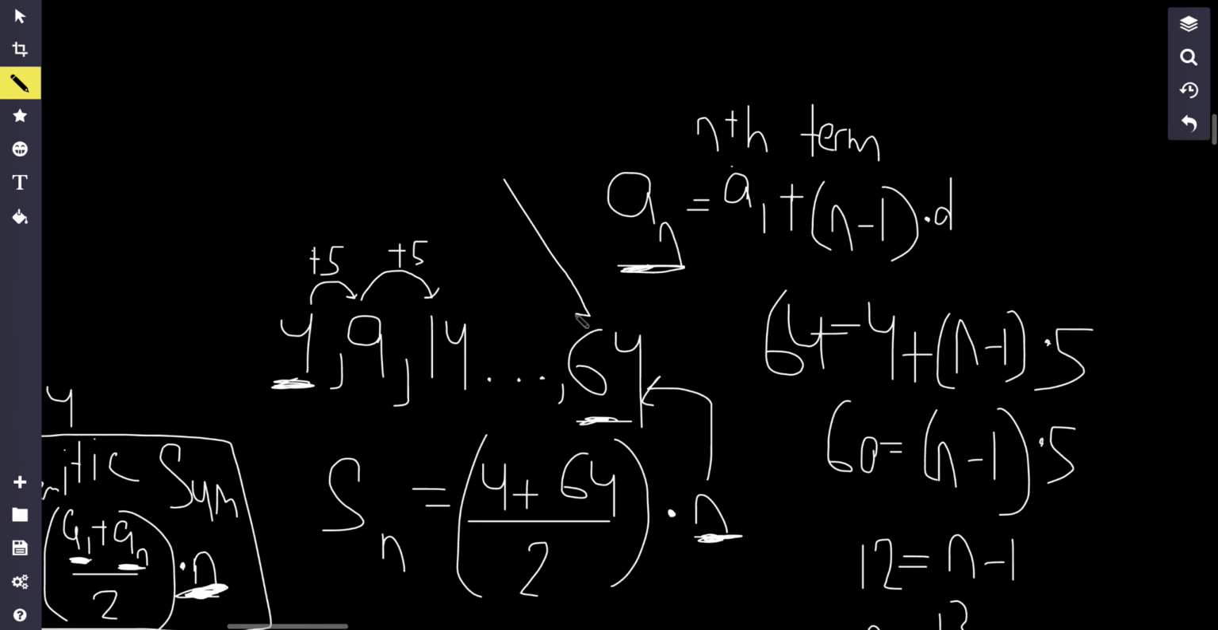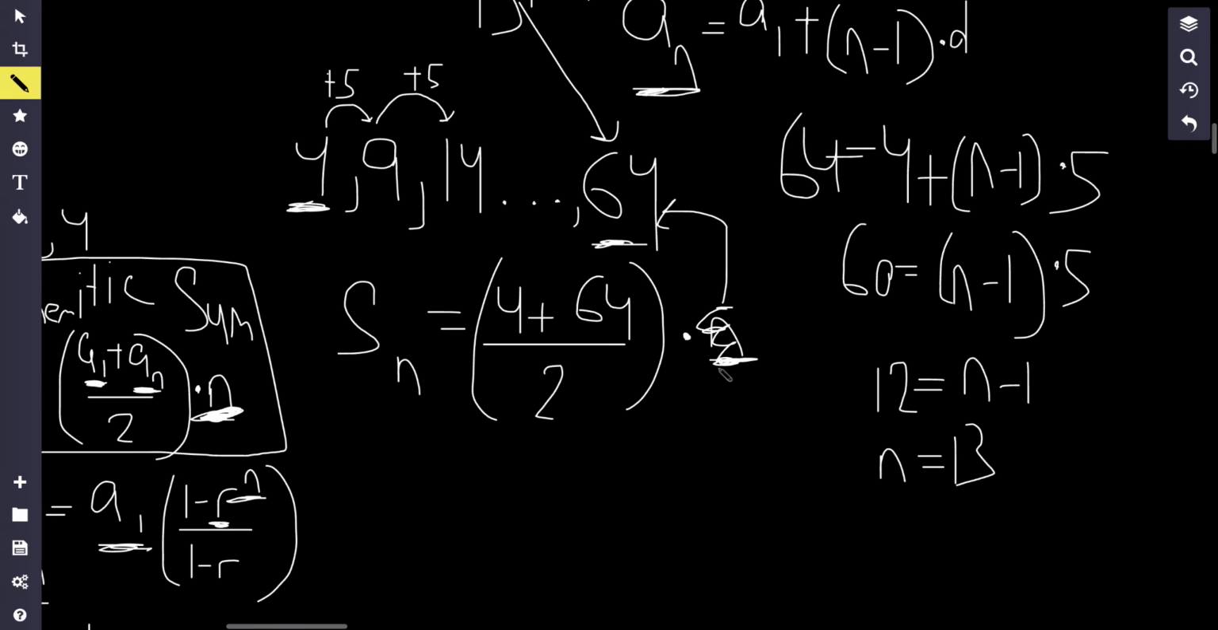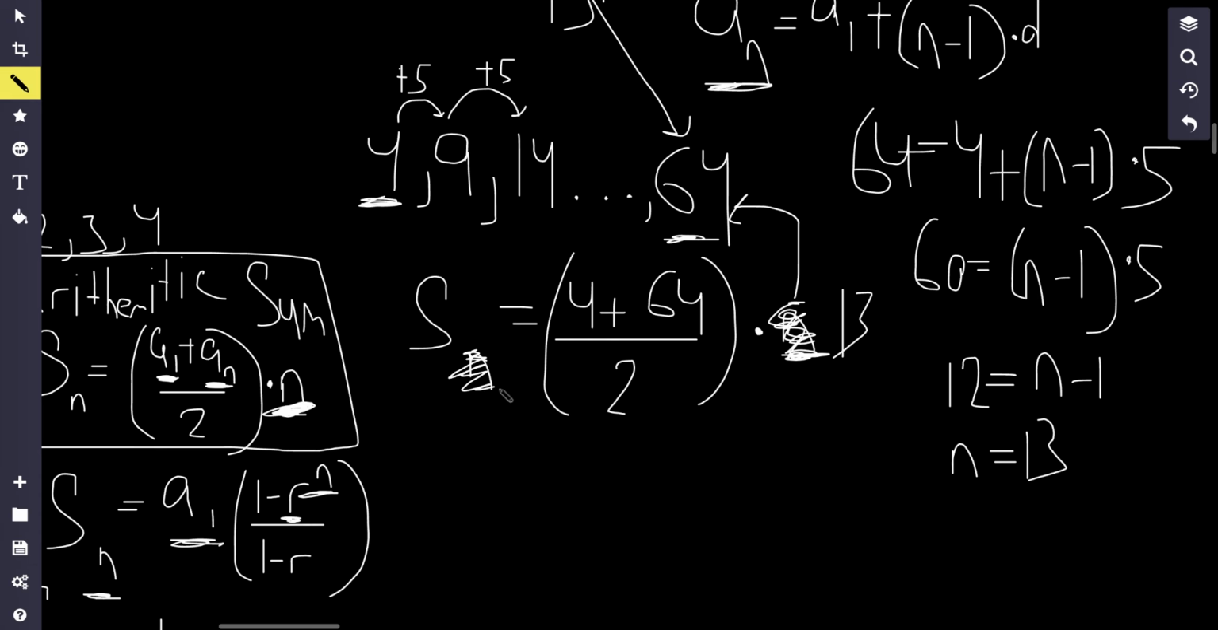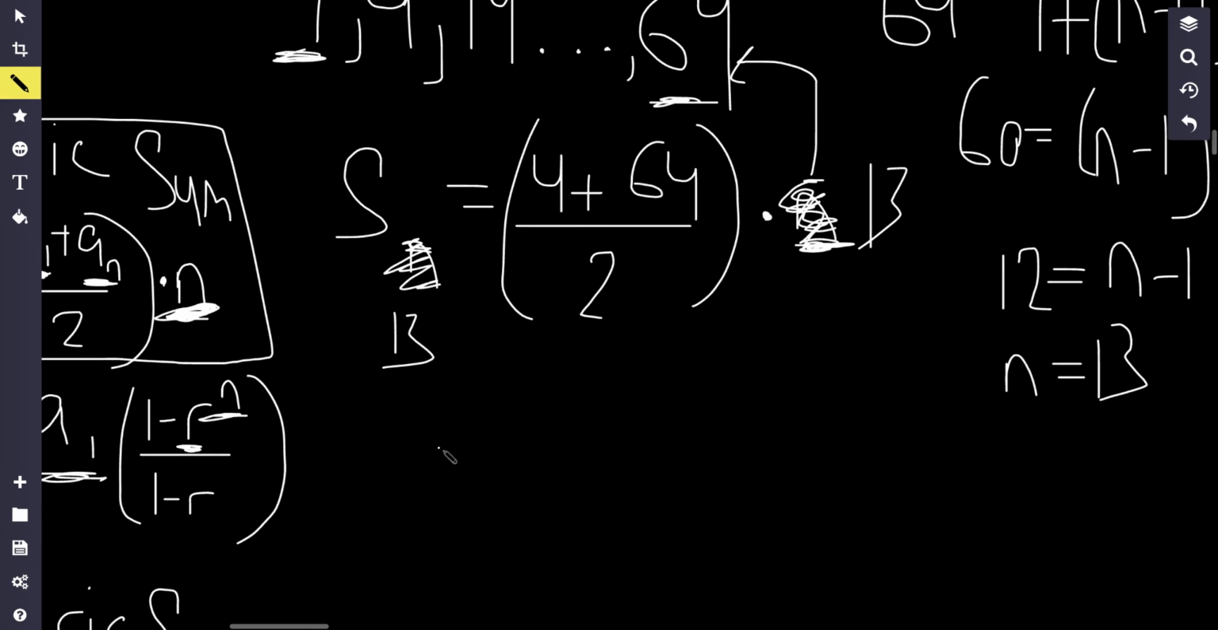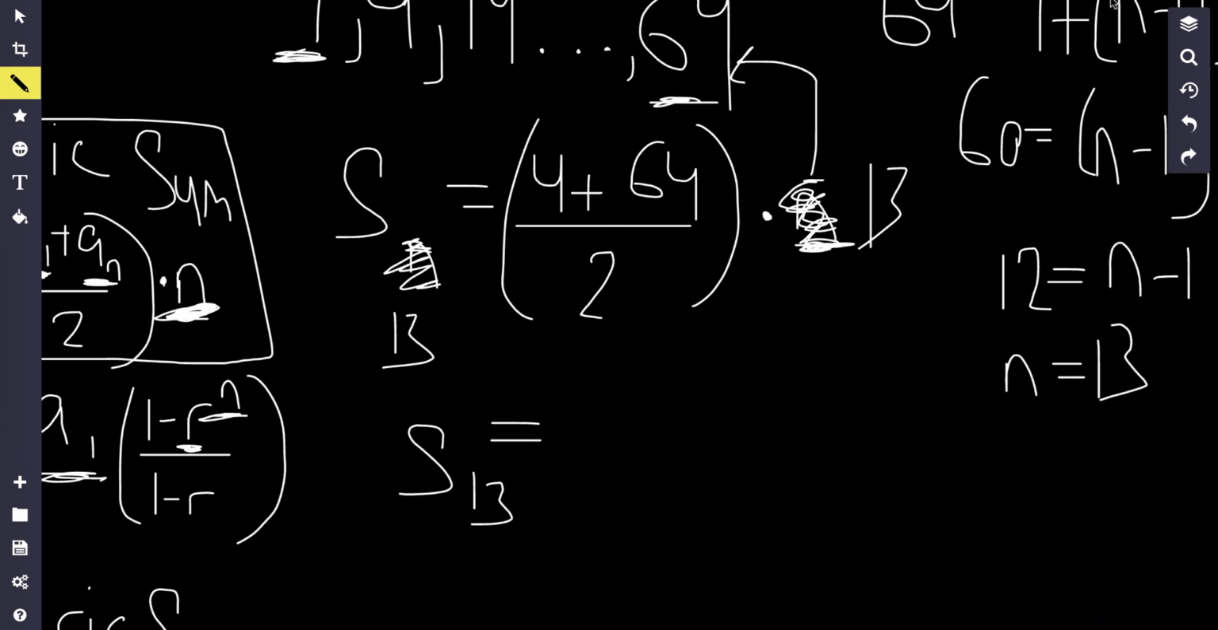All this is saying is that this is the 13th term. So that means my n value right over here is 13, and I'm trying to find the sum up to the 13th term. So the sum up to the 13th term is going to be whatever all of this evaluates out to. This is going to be 68 divided by 2, multiplied by 13, which is 442. And that's going to be my answer.